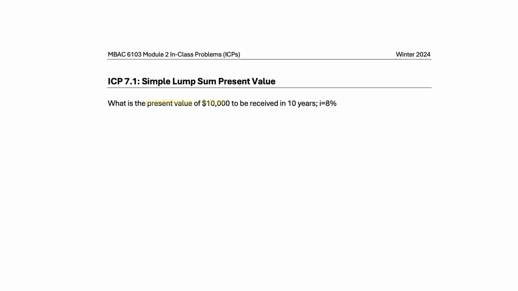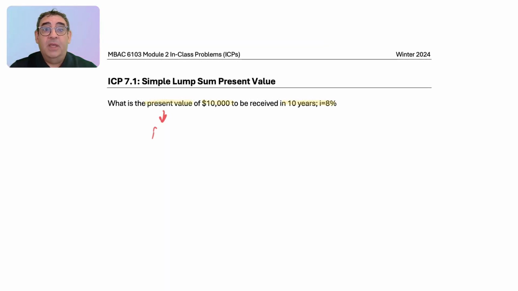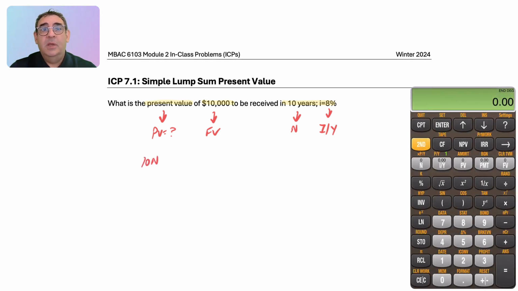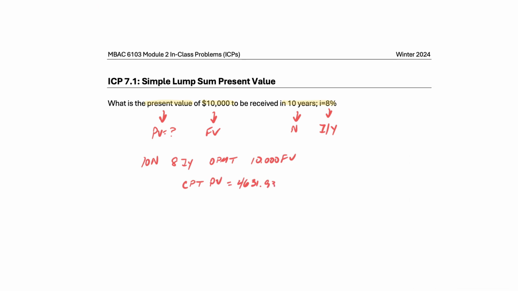So in this case, the present value is the piece we're looking for. So the PV is a question mark. The $10,000 represents the future value. 10 years is N, and 8 is IY, the interest rate we're going to use. So entering in our calculator from left to right, we have 10 N, 8 IY, 0 PMT, 10,000 FV, and we're going to compute the PV to be equal to $4,631.93. That's a nice easy one.